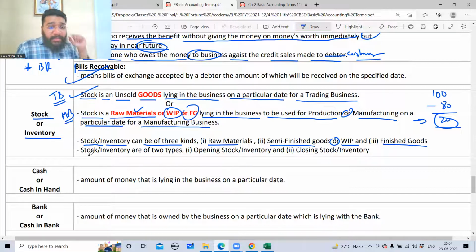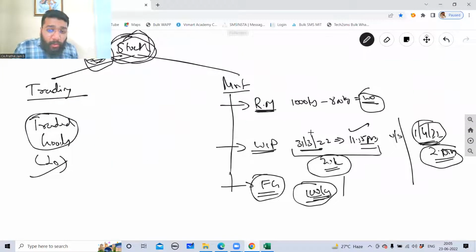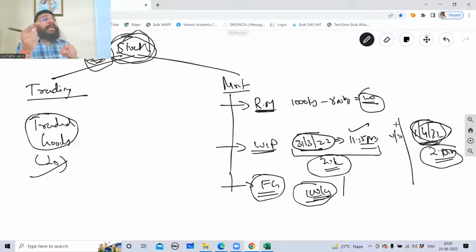Now, guys, these inventories are again of 2 types. One we learned as closing inventory. What is a closing inventory? The items that are pending in the business at the end of the year. When I close my accounts, that is called closing inventory. So can I say 31st of March is the closing date of the year, whereas 1/4/22 is the opening of the next financial year? So don't you think that the closing stock of the current financial year becomes the opening stock of the next year? So stock is of 2 types, closing stock and opening stock.